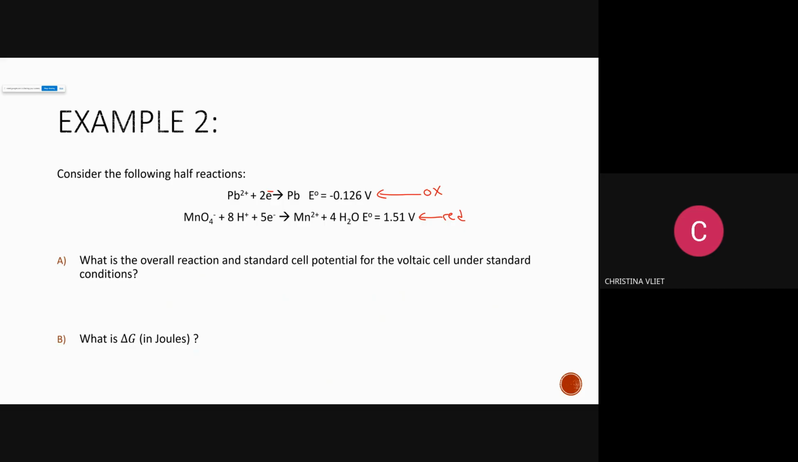How did you get a negative number? You're supposed to get negative numbers. You are supposed to get a negative number for delta G.